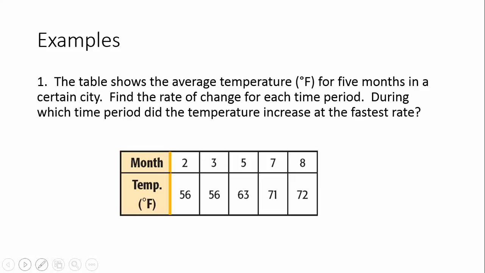So here we have an example. The table shows the average temperature in degrees Fahrenheit for 5 months in a certain city. Find the rate of change for each time period. During which time period did the temperature increase at the fastest rate? So if you could copy that problem down, copy the table down.